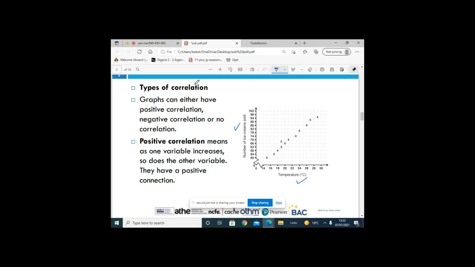The number of classes you attend, if you spend more time studying, your grade will also increase. That's one correlation. The more time you spend studying, the more your grade will increase. So both variables affect the other.